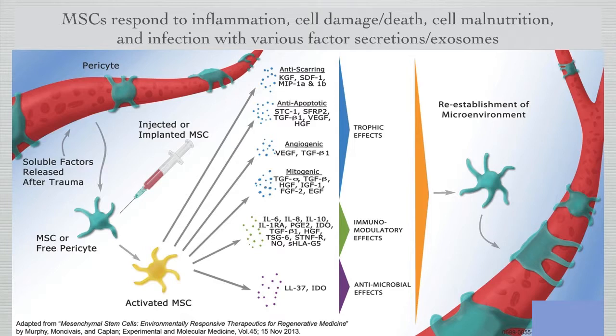Primary among these effects are some of their anti-inflammatory cytokines that are released, and there are also cytokines released that bring angiogenesis, or new blood vessels or vascularity. There are cytokines released that prevent cell death. There are cytokines released that stimulate the extracellular matrix and prevent scarring.